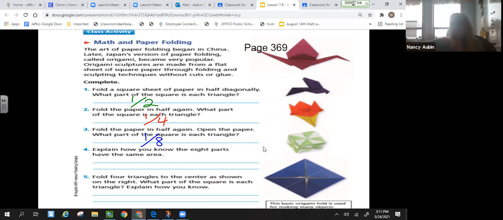Just listen, just listen. Okay, number 4. Finn, can you read number 4 for us? What's it asking us? Okay, so how do we know the 8 parts have the same area, that they're equal? How do we know that, Finn?